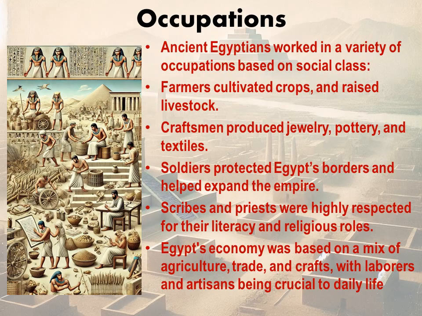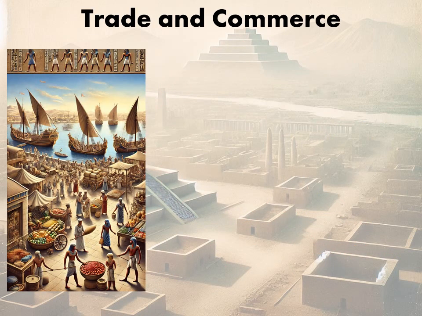Hence, Egypt's economy was a mix of agriculture, meaning there was agricultural crop production, there was trade, meaning transportation of goods, and crafts, meaning there were people dedicated to special jobs like jewelry making, pottery making, and textile making. And also there were laborers and artisans who served other people, and all of them together made Egypt a mixed economy.